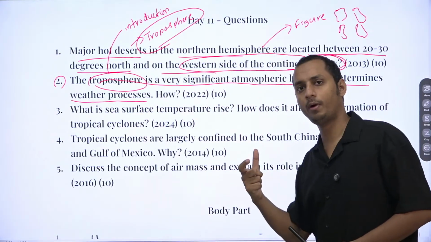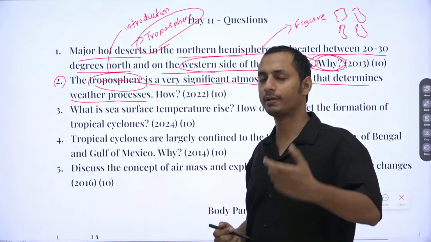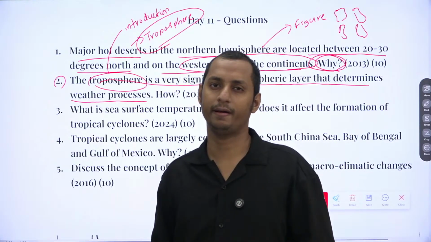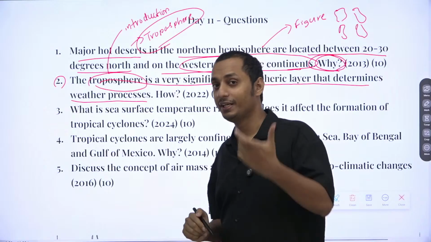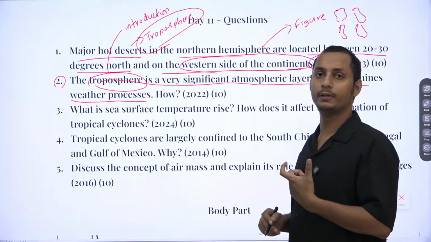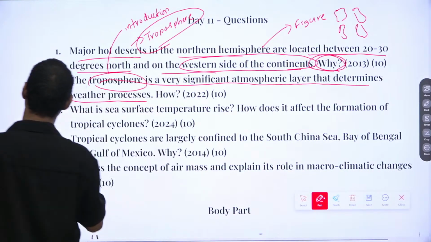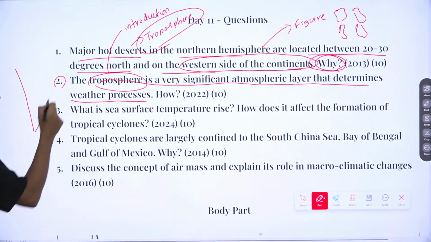And on the first body part, what can you draw? What figure can you introduce here? Any idea? What figure can you introduce in this question? You can mention the different layers of atmosphere, right? So here you can draw the different layers.